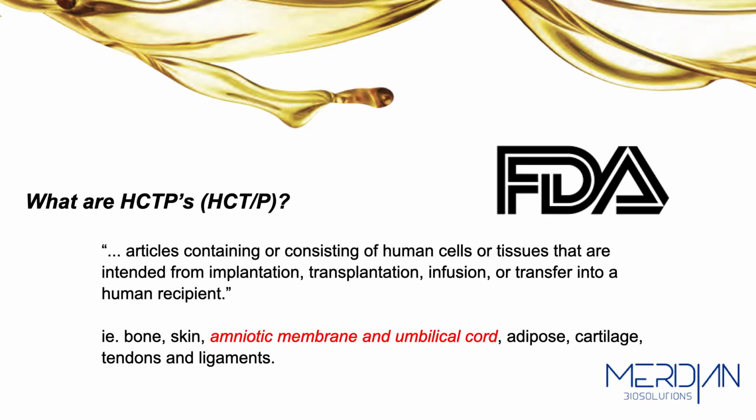components. So first of all, let's make a definition. What are HTCTPs? Okay, these are articles, and again, this is strictly from, and I'm going to put a link to this document in the video here, but this is from the FDA. This is their own guidance, so I'm quoting directly from them. Articles containing or consisting of human cells or tissues that are intended for implantation, transplantation, infusion, or transfer into a human recipient. So these can be really any type of tissue. The most common, you're going to see bone, skin, placental tissues, the amniotic membranes, umbilical cords, adipose, cartilage, tendons, ligaments. Those are all very commonly used in this space, and those are really what we're going to be focused on today when we talk about HTCTPs.